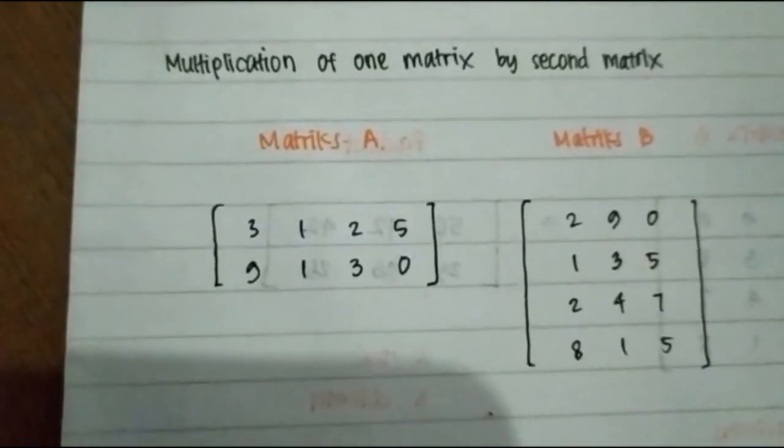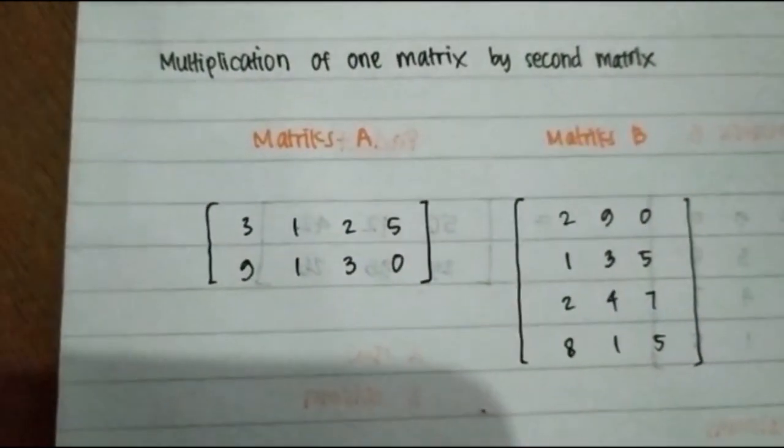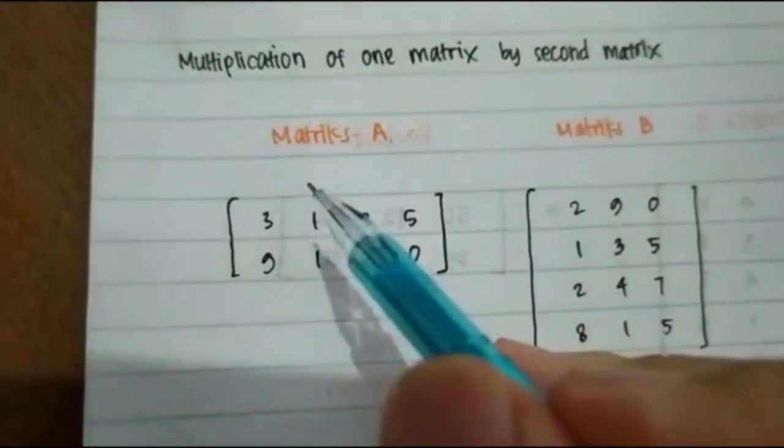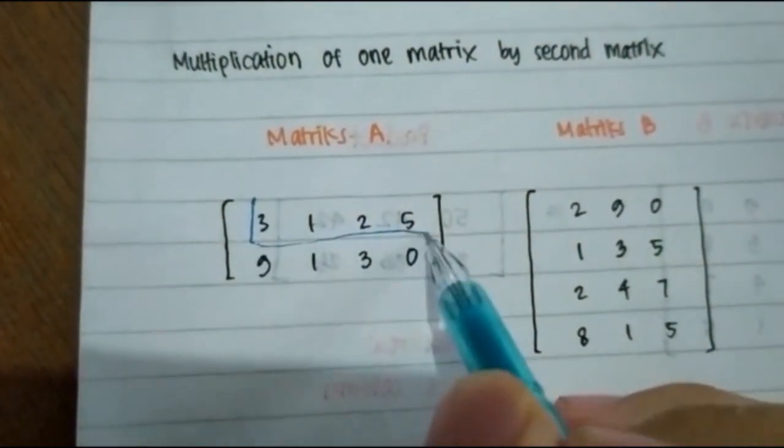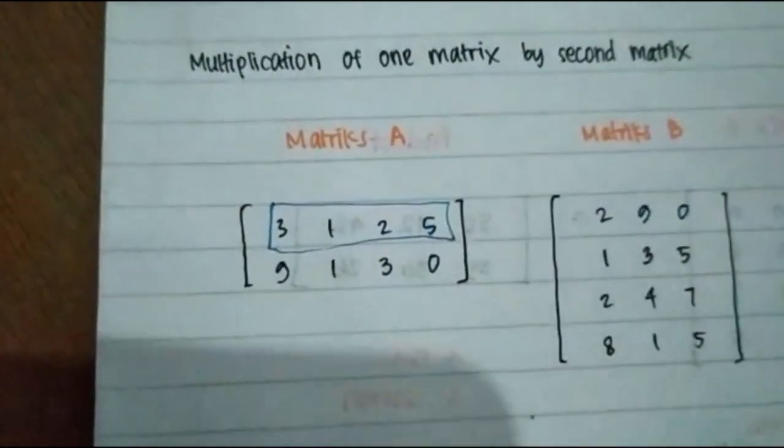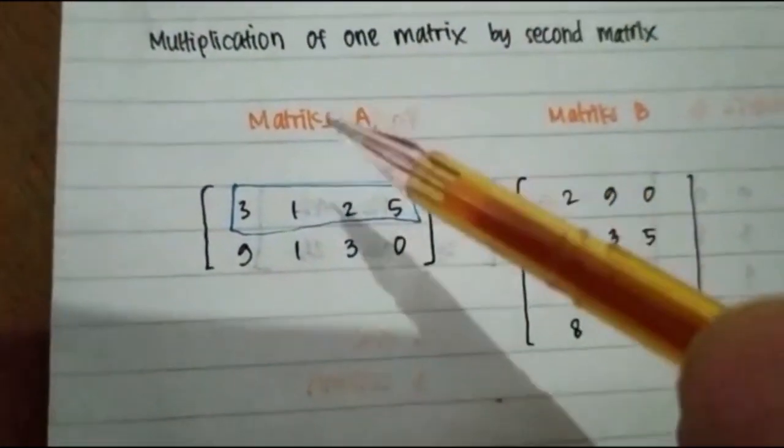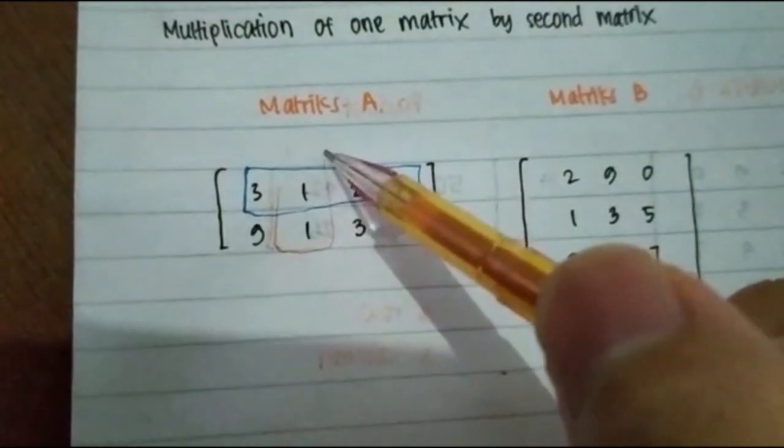In addition to multiplying by a scalar, you can multiply one matrix with another matrix. You can multiply two matrices if and only if the number of columns in the first matrix equals the number of rows in the second matrix. In here, I have a matrix A and matrix B. This section is a column, and this section is a row.